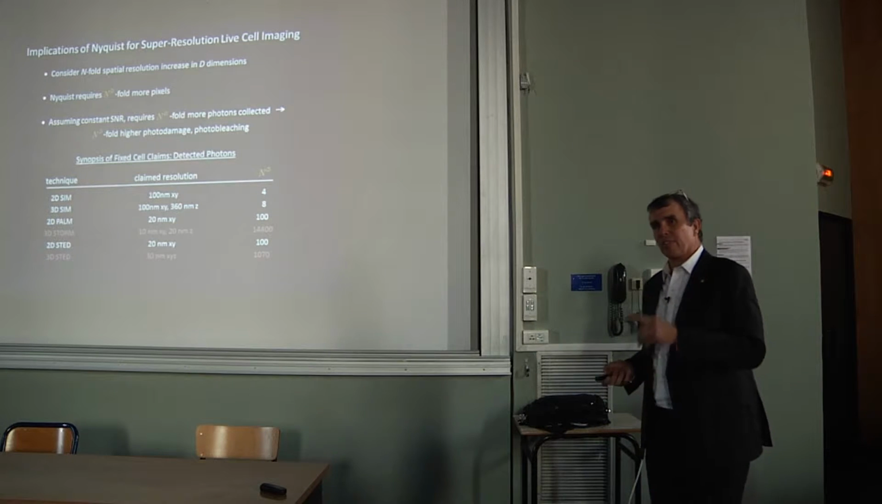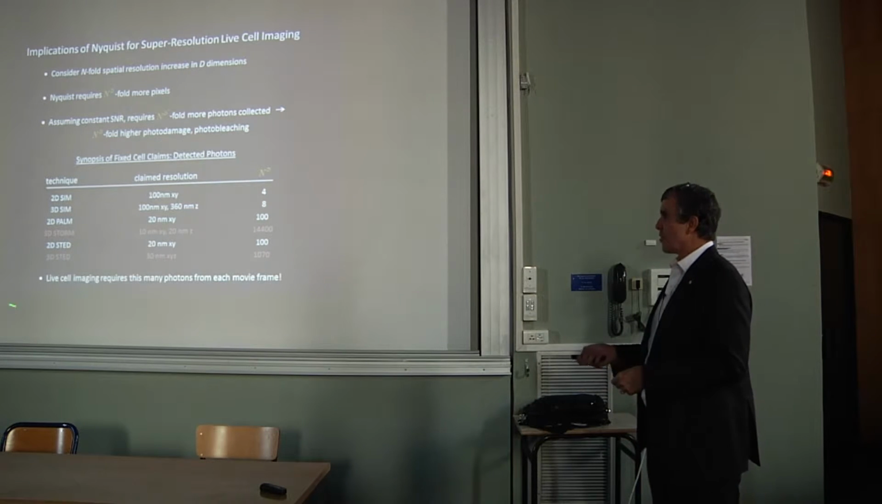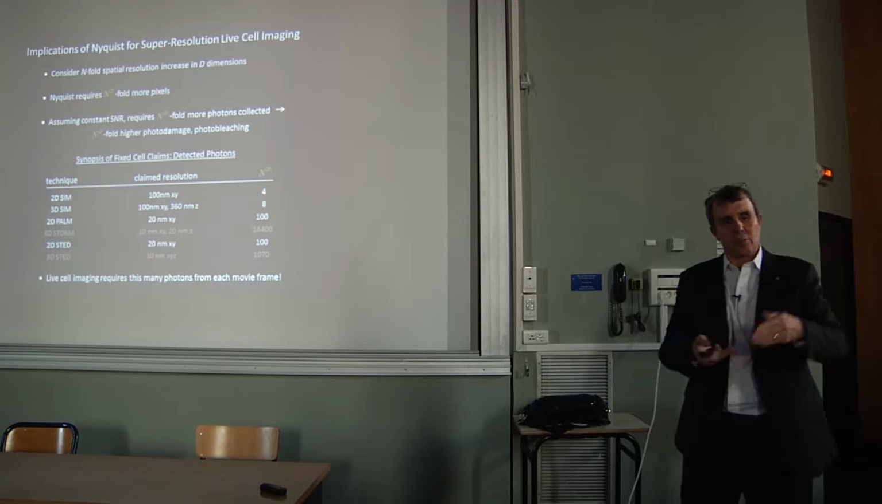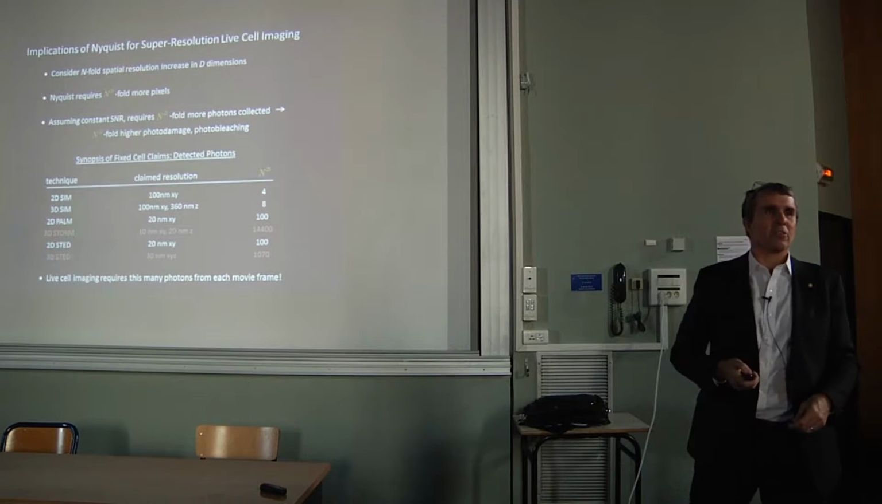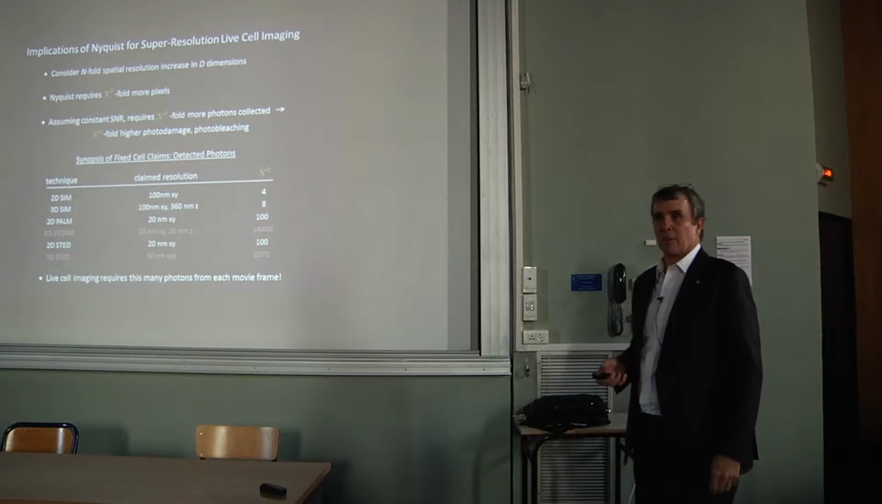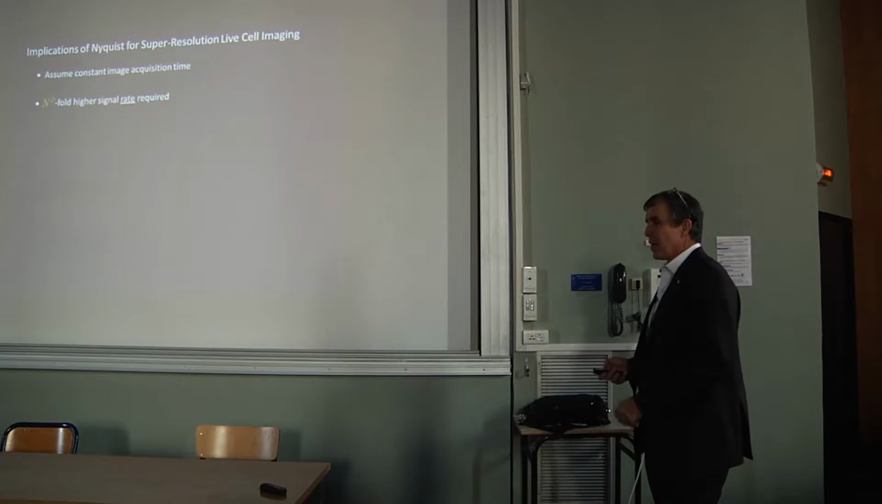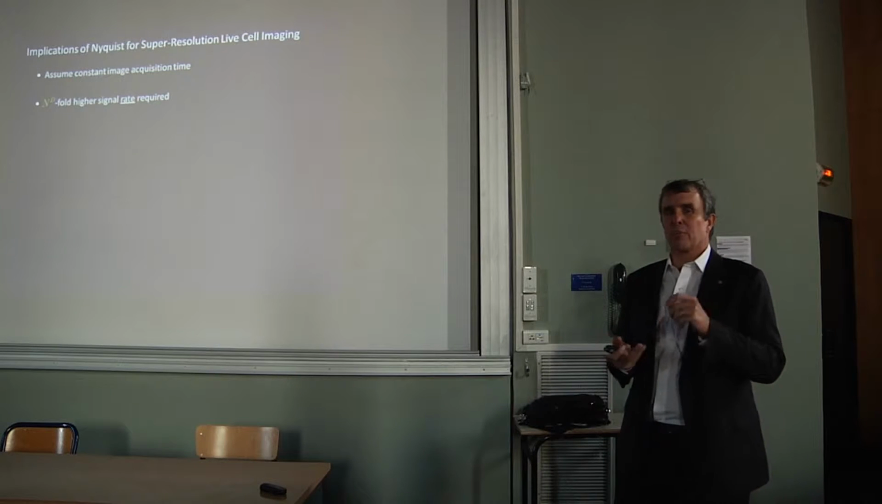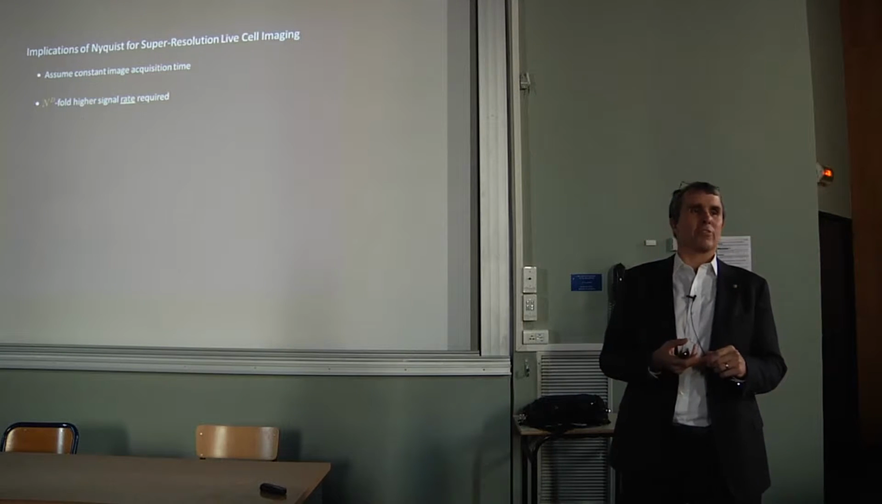And furthermore, this is just to get to one frame. If you're going to do live imaging, it's composed of multiple frames of data, right? And so you have to parse this photon budget across those multiple frames. So it gets really hard. But it's also hard not in terms of just photons, but also in terms of intensity.